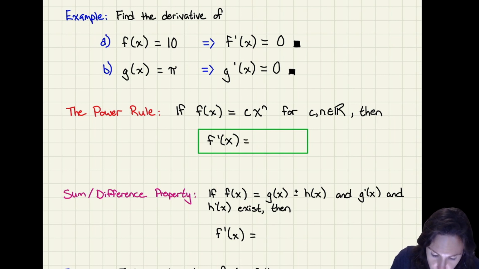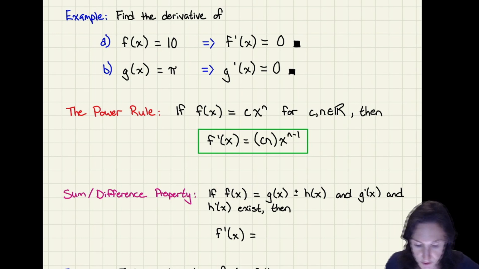This is equal to, what we do is we bring down the exponent, and it'll multiply by whatever c is, so c would be some number, and then we subtract 1 off the exponent. All right, this is called the power rule.